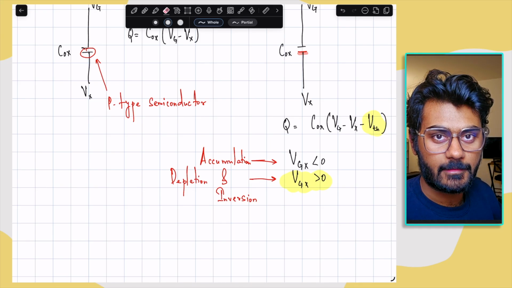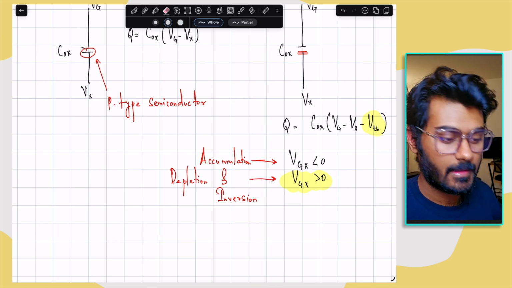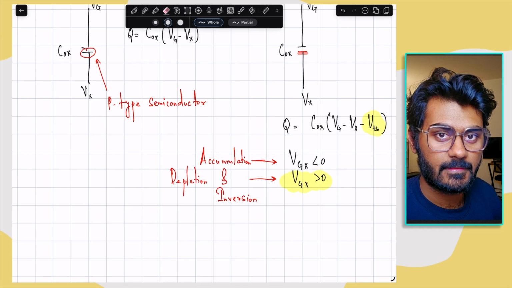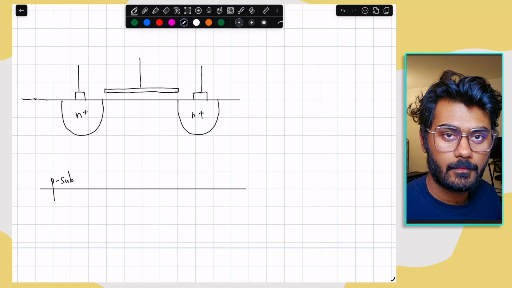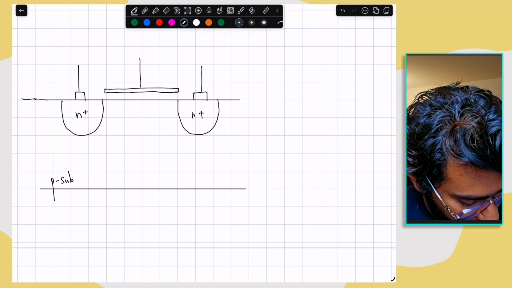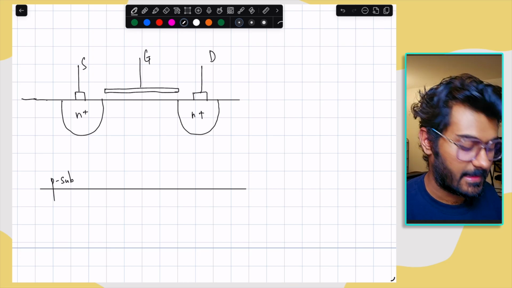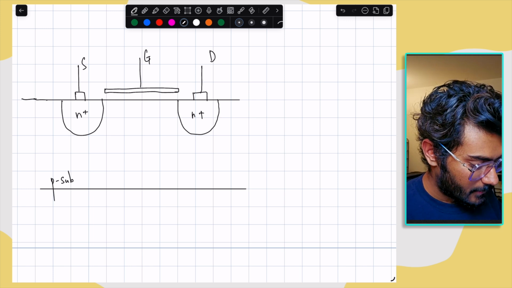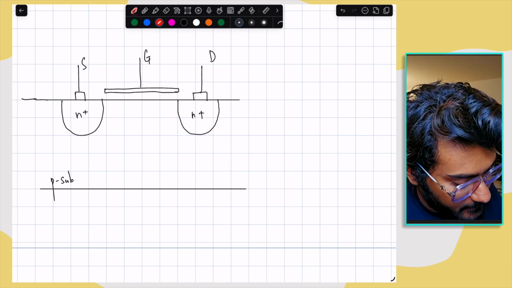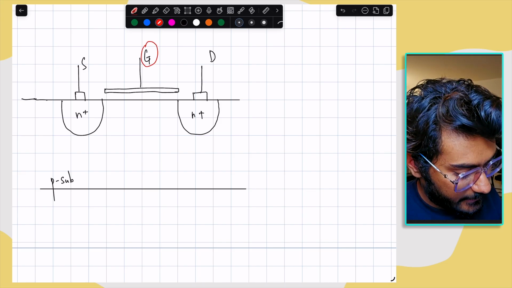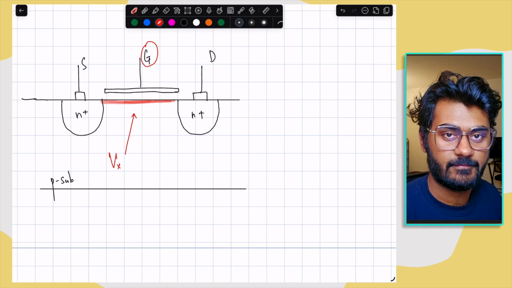So now let's get back to MOS transistors. We will look at a cross section of a simple NMOS transistor and see how this relates to this capacitor. In the MOS transistor, we have the source terminal, the gate terminal and the drain terminal. And for now, we will ignore the substrate terminal. If you compare this with the capacitor that we had, the gate terminal is the top plate of the capacitor and the bottom plate is this channel region. So this is where the voltage Vx was applied.